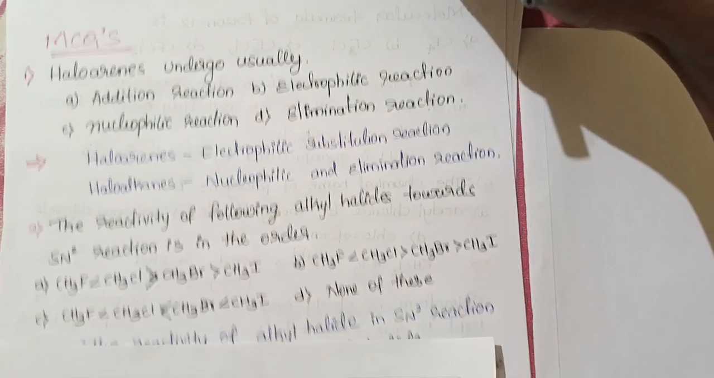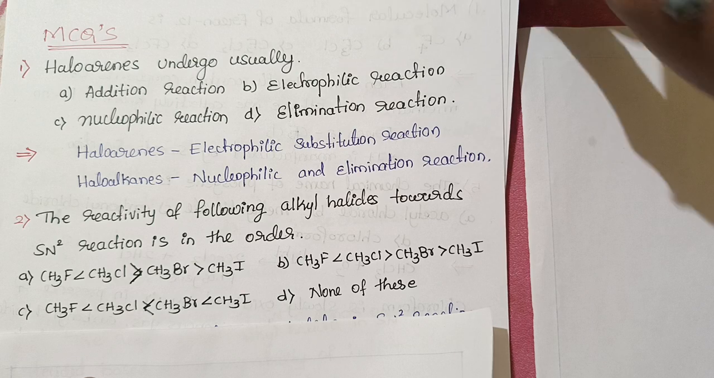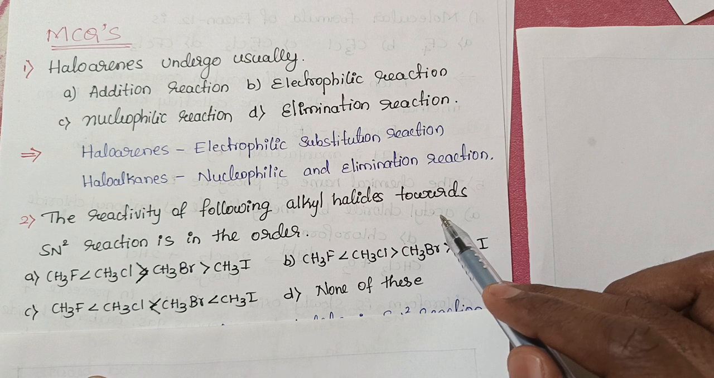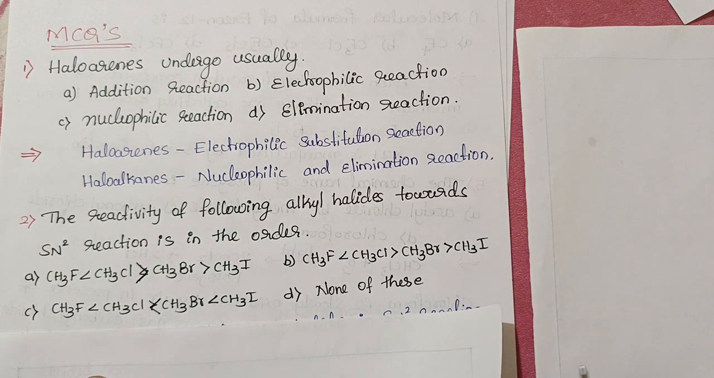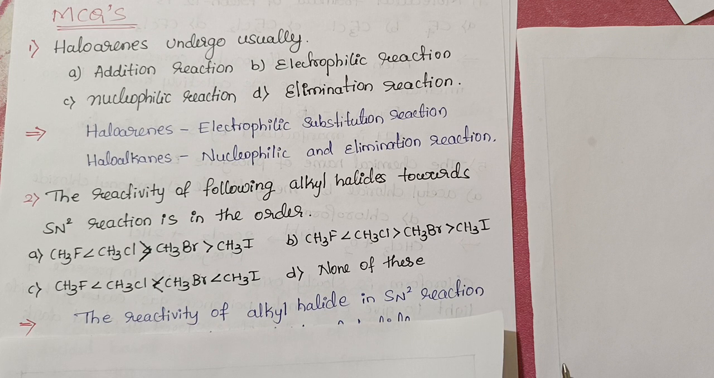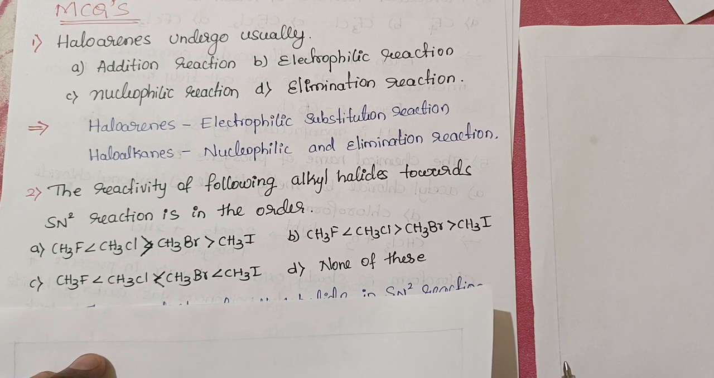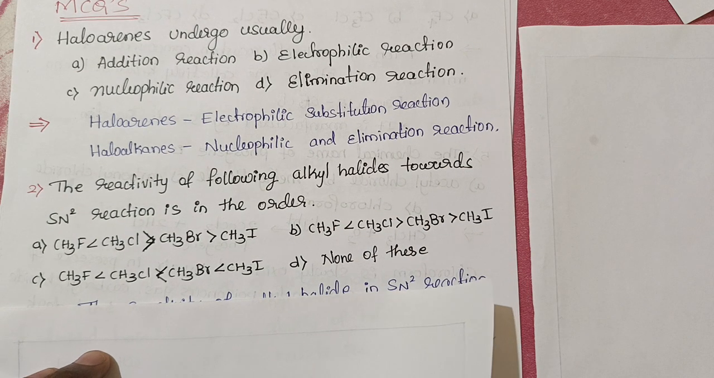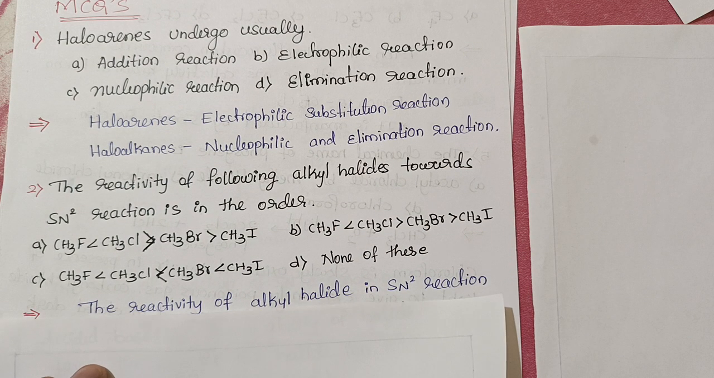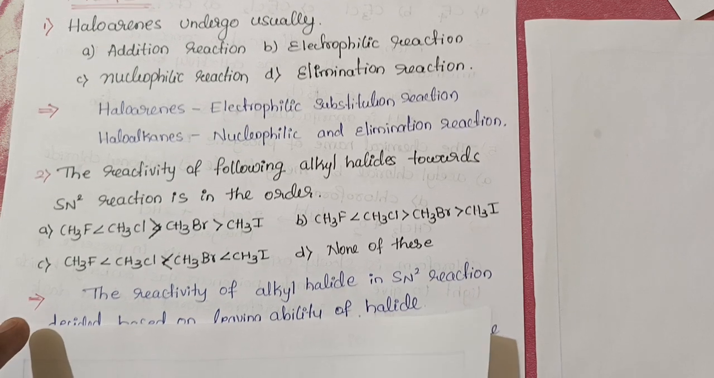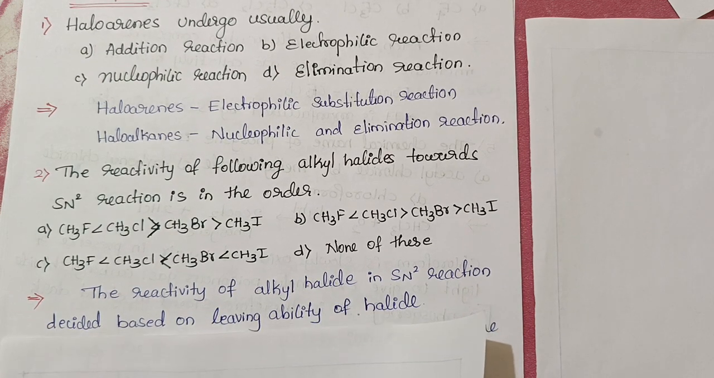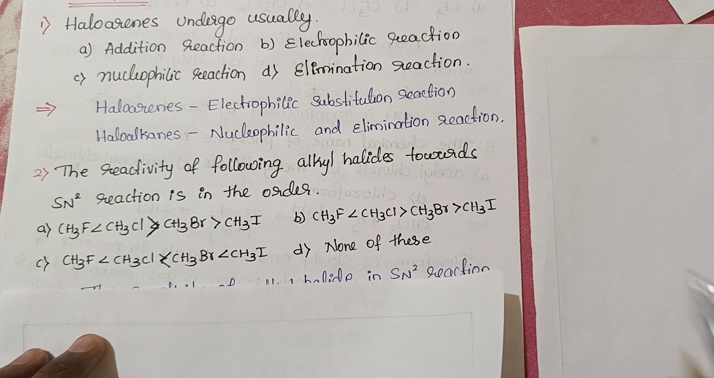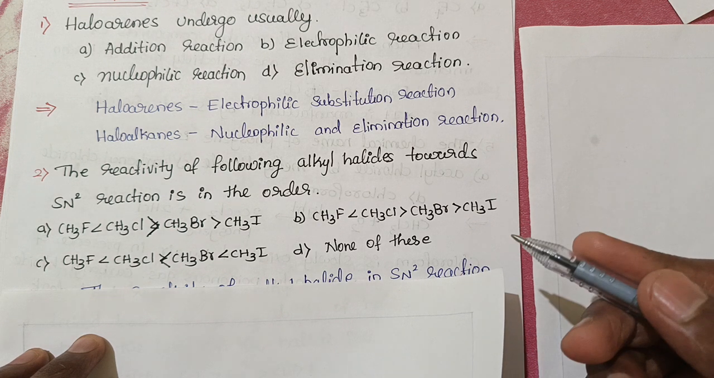The second question is based on the reactivity order of the SN2 reaction. The reactivity of the following alkyl halides towards the SN2 reaction is in the order. We have a total of 4 options, which are like this. To answer these types of questions, you should first understand the concept: what is the reactivity order of alkyl halides towards SN2 reaction? You should remember this type of reactivity of alkyl halides.